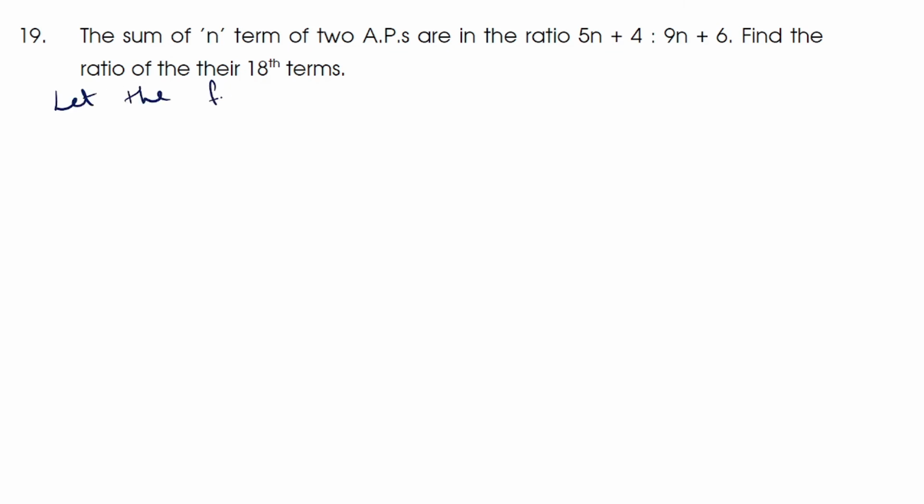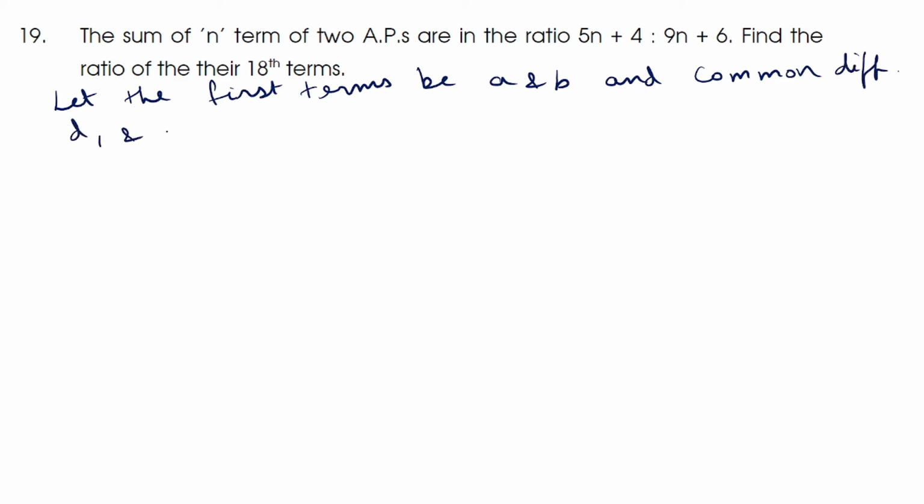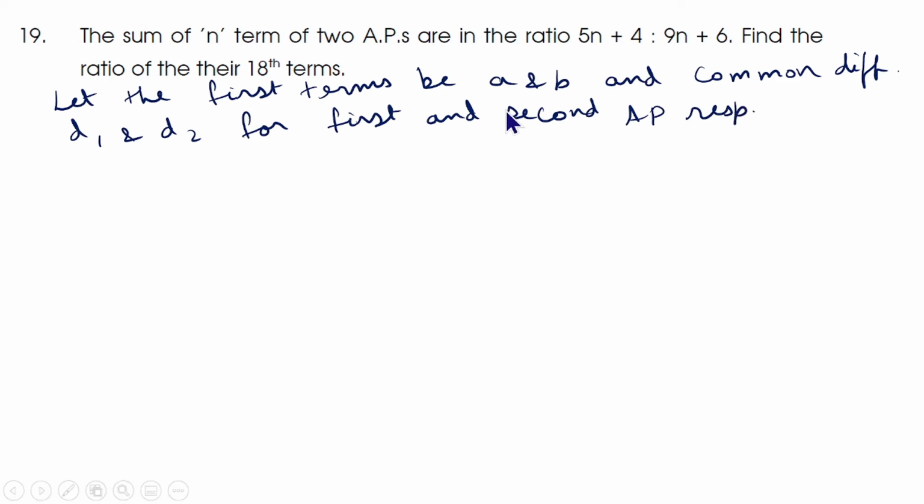So let the first terms be A and B and common difference be D1 and D2 for first and second AP respectively. So for the first arithmetic progression, the first term is A and the common difference is D1. For the second arithmetic progression, the first term is B and the common difference is D2.